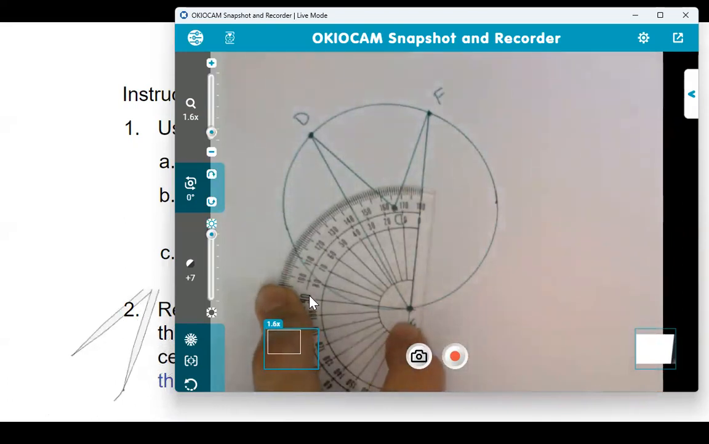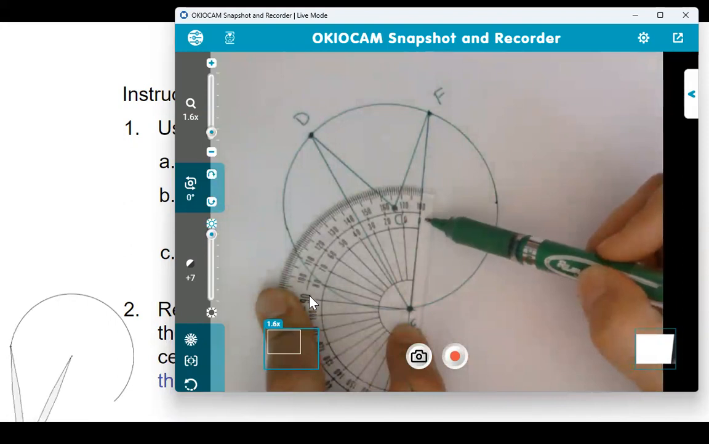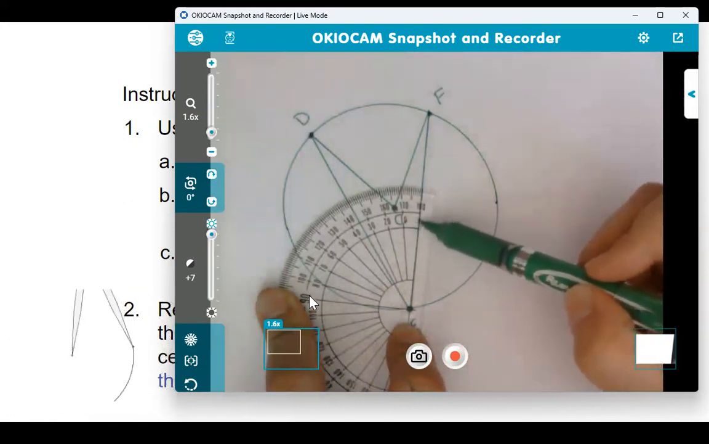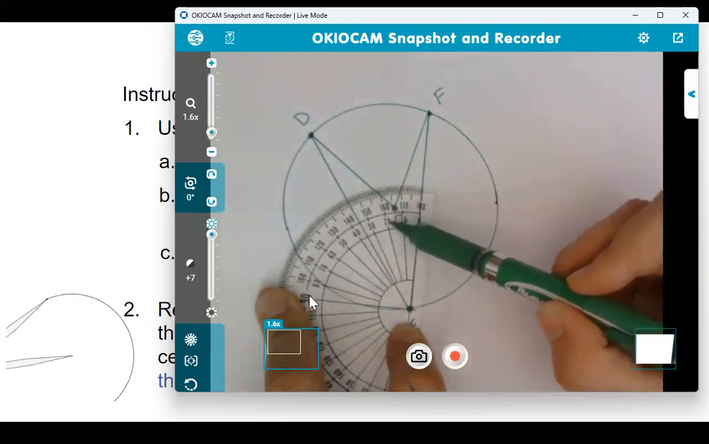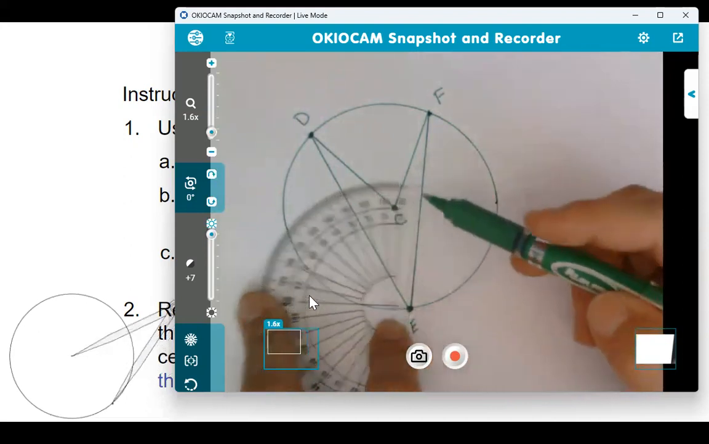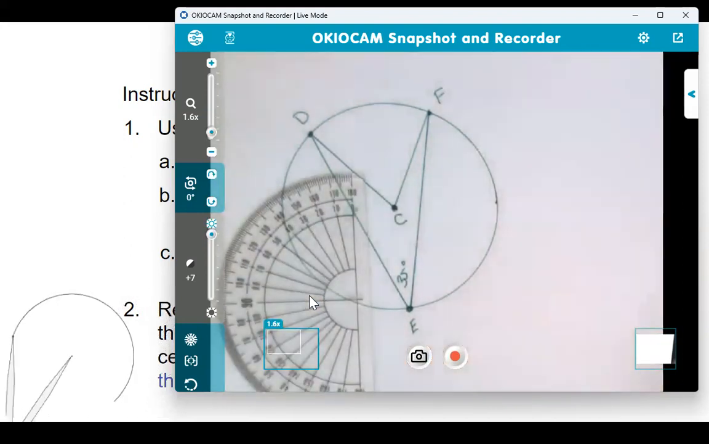Now, Ms. Vasquez, which one do I use? 180 or 0? Where do we always start counting from? 0. So we're going to go ahead and start whichever one starts from 0. So 0, 10, 20, 30. And for me it is 35. So this is 35 for me. You guys should have different measurements.